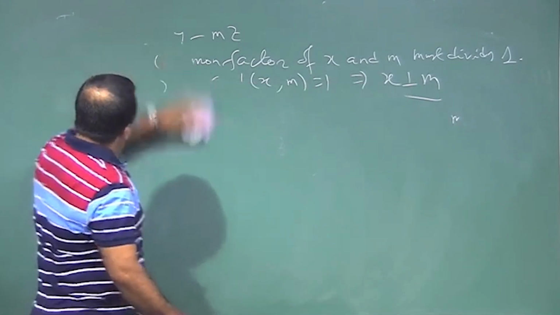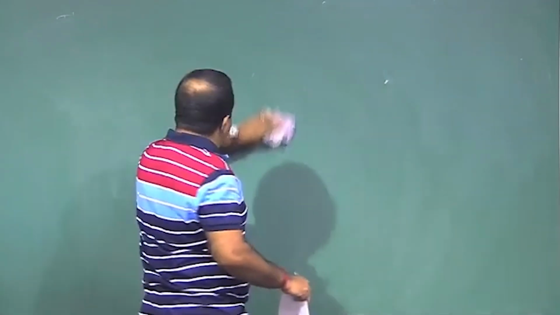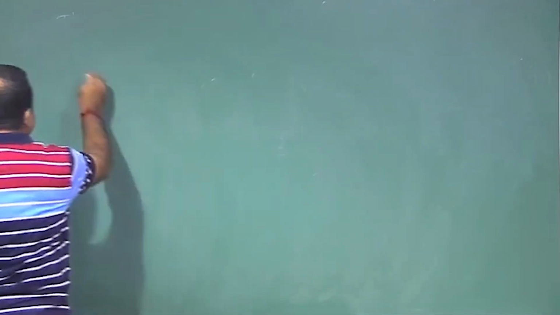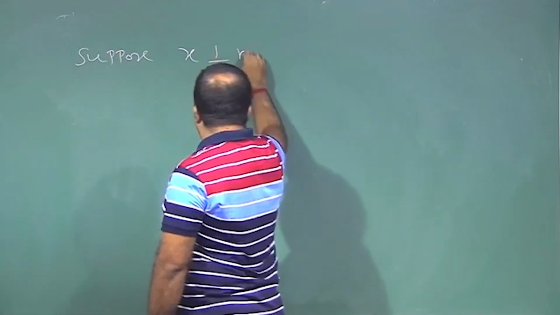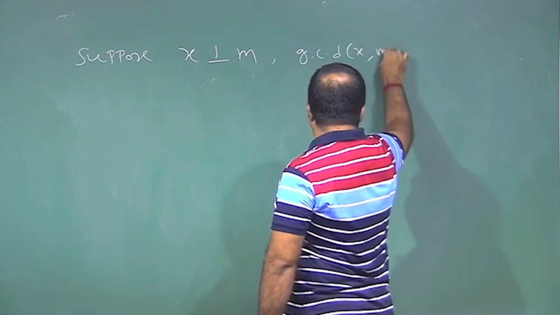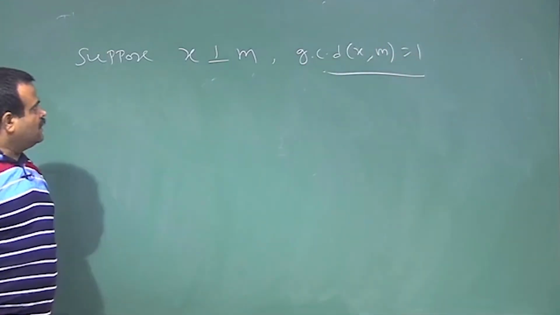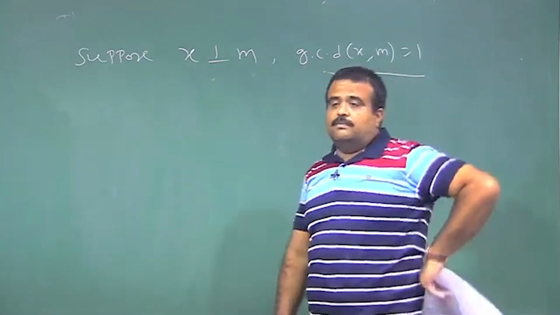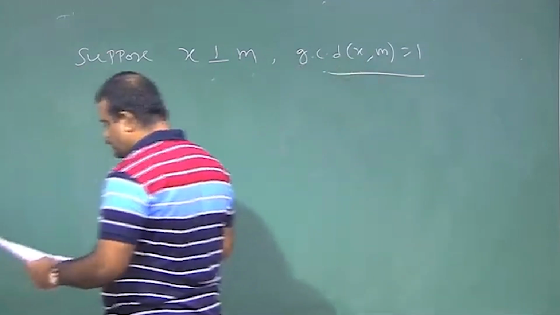So, this is the other way around. Suppose x is co-prime with m, that is, GCD of x comma m is 1. Now we have to show that x has a multiplicative inverse mod m. Okay. So, how to show this?